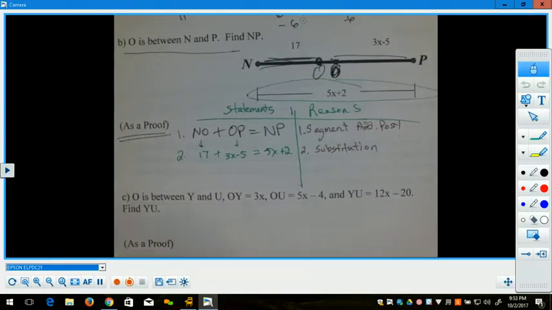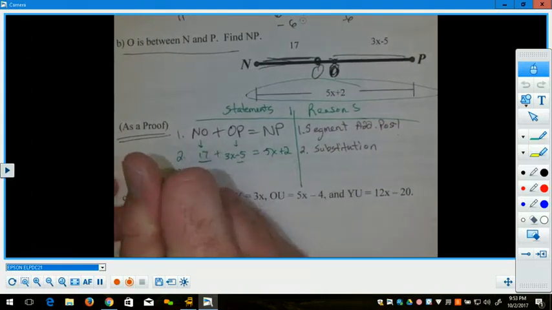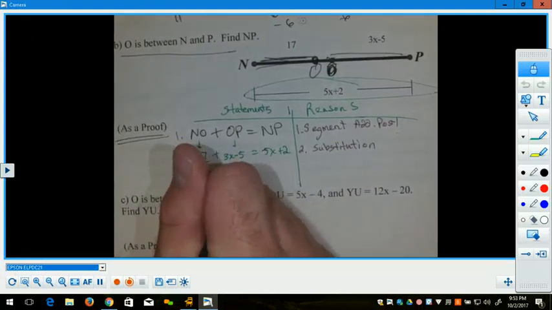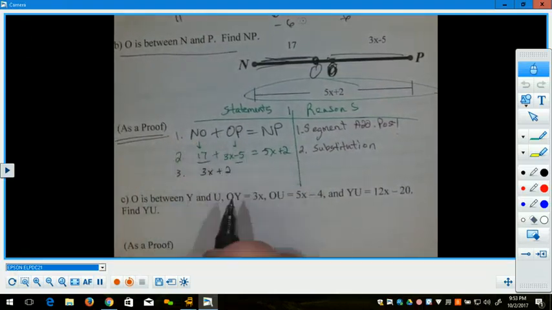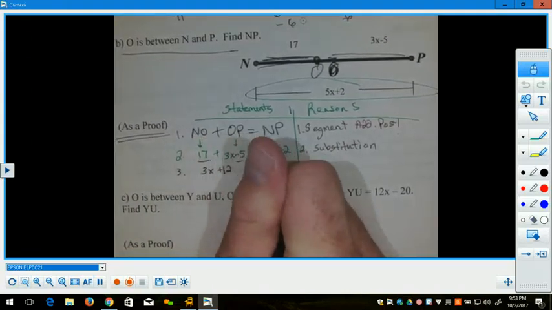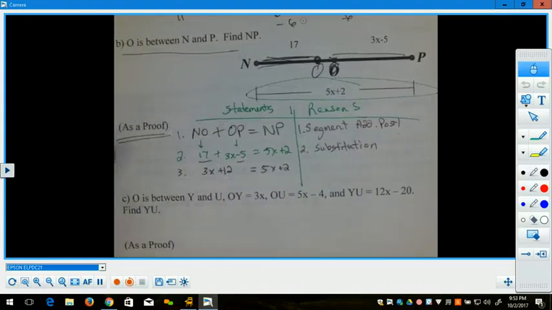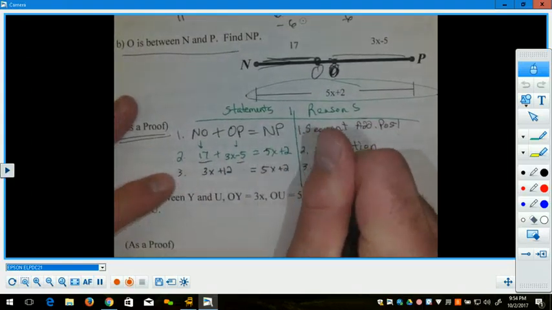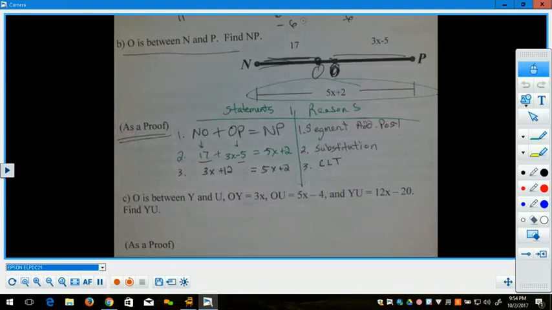Now I'm just going to solve. First I'm going to combine like terms to get my next equation. That leaves me with 3x plus 22, plus 12 equals 5x plus 2. So my step to go from here to here, I combined like terms. Your book calls it simplify. I prefer for you to write what you actually did.